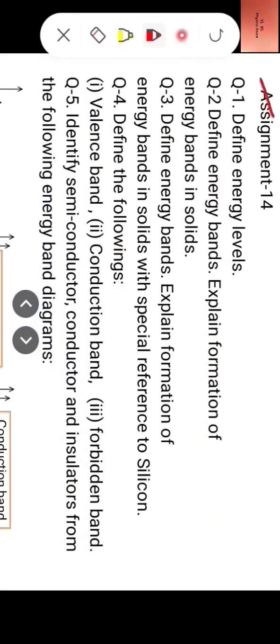Assignment 14 continues. Question number 1, define energy levels. Question number 2, define energy bands. Explain formation of energy bands in solids. Question number 3, define energy bands. Explain formation of energy bands in solids with special reference to silicon. Question number 4, define the following: valence band, conduction band, forbidden band.